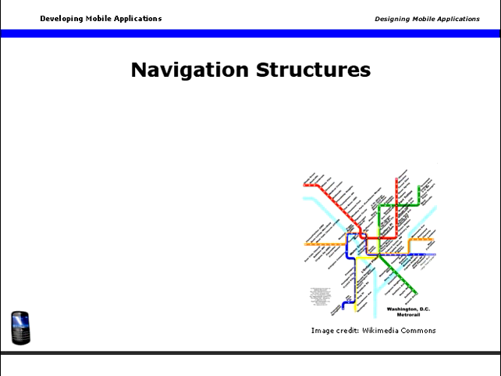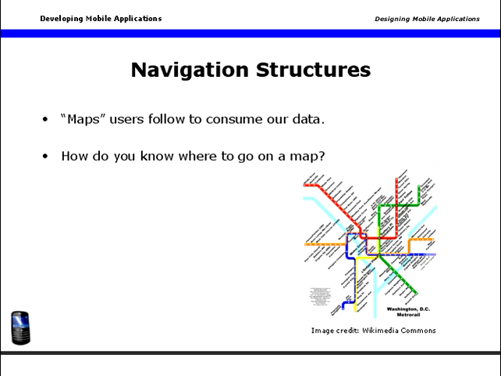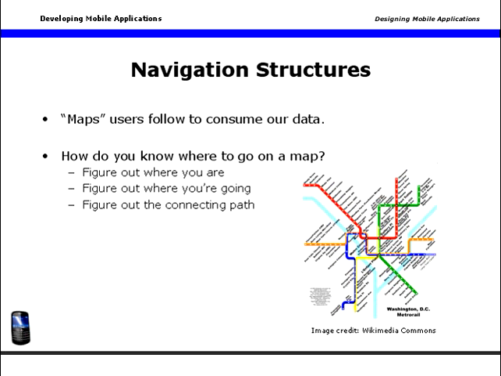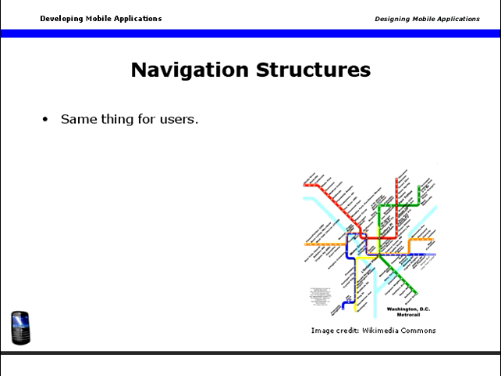This leads us to navigation structures, which are conceptual maps that guide our users to consume our information. Building a navigation structure is a lot like creating a map. How do you know where to go on a map? Well, you figure out where you are, you figure out where you're going, and you figure out the path that connects the 2 points. Navigation structure does the same thing for your users.